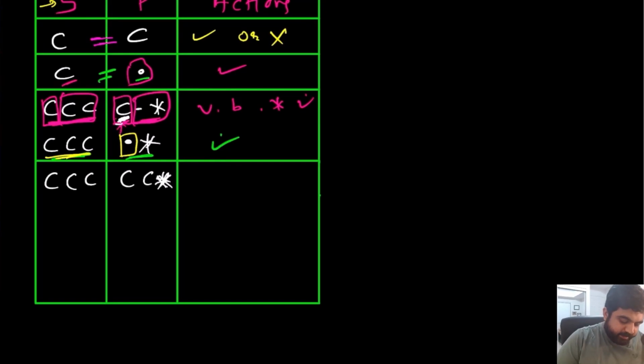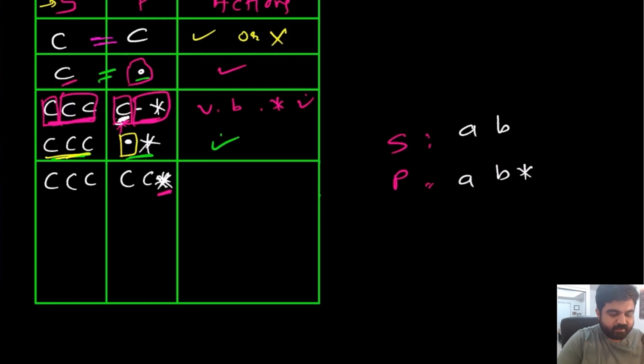Now comes the interesting part where we are dealing with a star. What could be the different possibilities? Let me give you one possibility. Suppose for our string and P value, we are given the values A, B, and over here we are given the values A, B star. Question: is this a match? Yes, this is a match. Why? Because this is the first value, which is a match in itself. And over here we only have one value of B. Now over here we have B star.